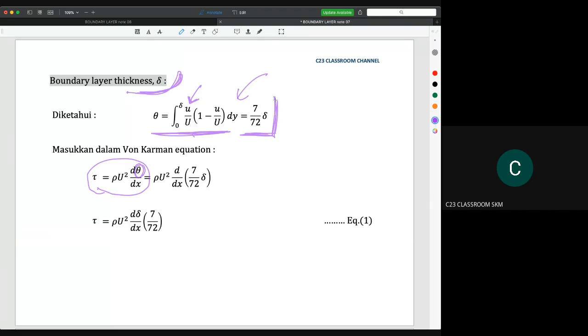What you need to do is substitute this into theta. You could solve all of these, rearrange a little bit, then you will get this term. So tau is now equal to rho U square d dx of 7 over 72 delta. You arrange it a little bit, you just bring the delta here, coupled with the different terms here. So you have d delta over dx.